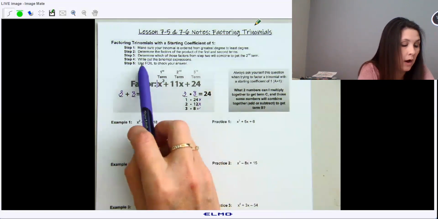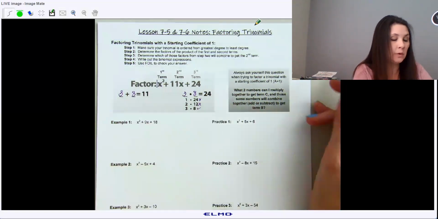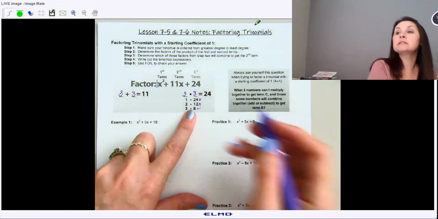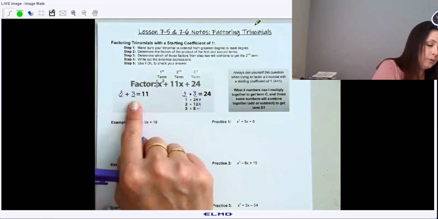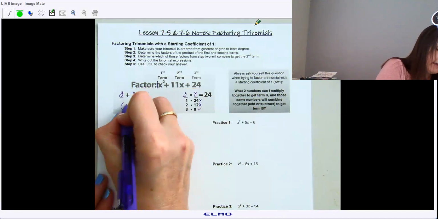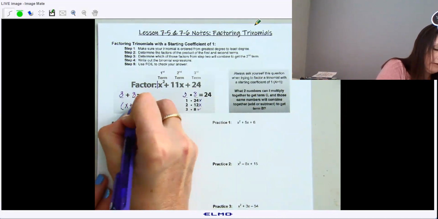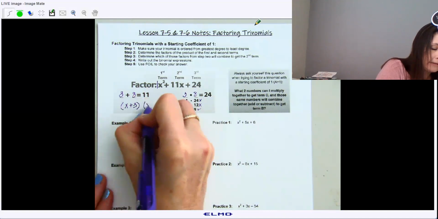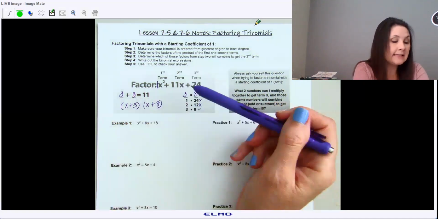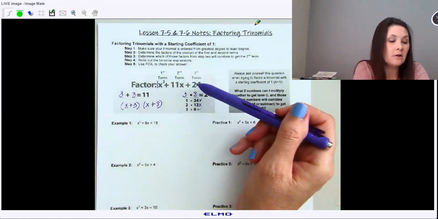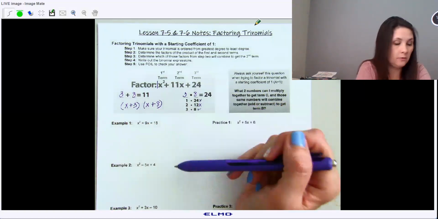And then it says to write out the binomial expression. In this example, we are going to use 3 and 8, and we would write it as x plus 3, x plus 8. And this is the factored form of this trinomial.